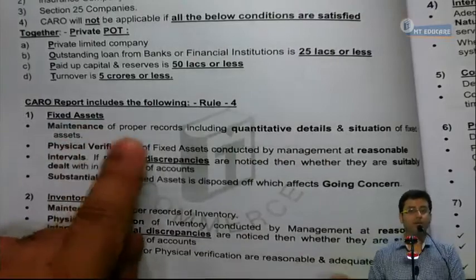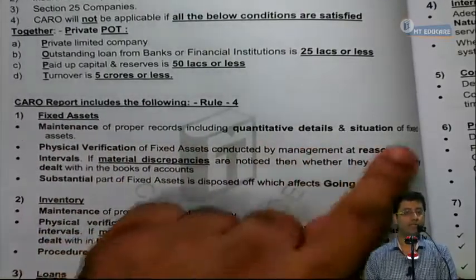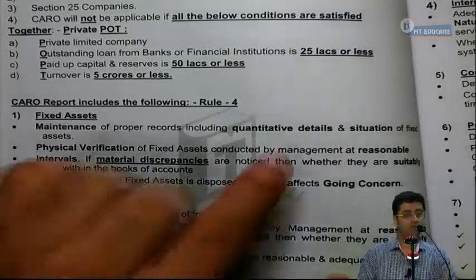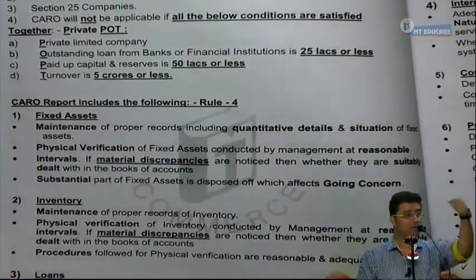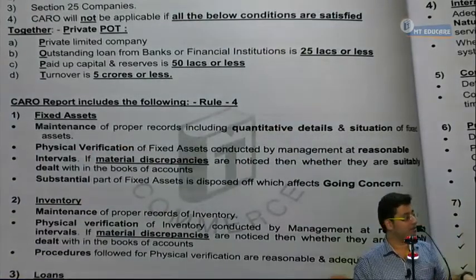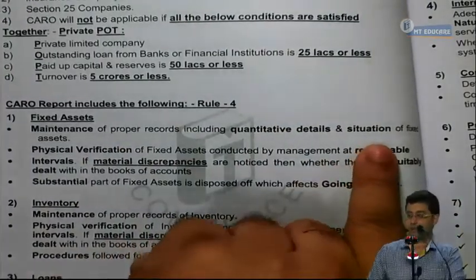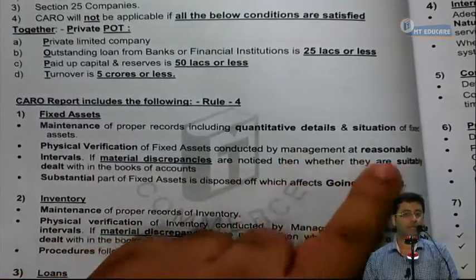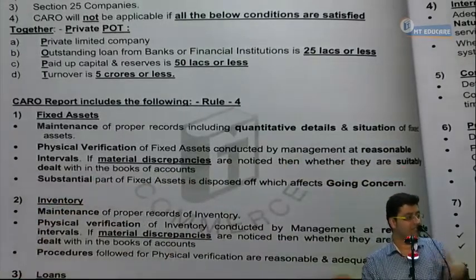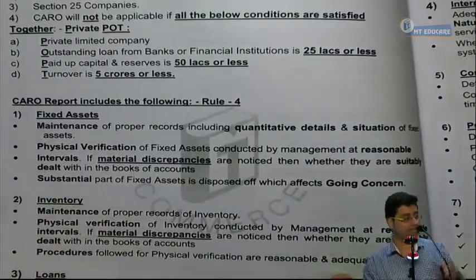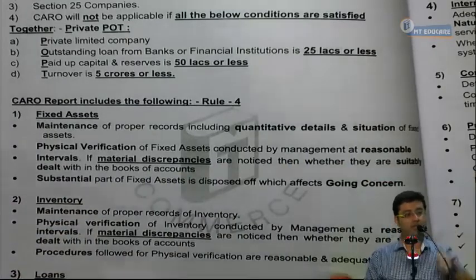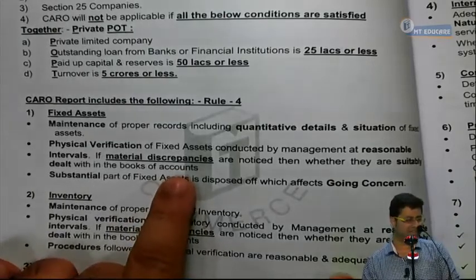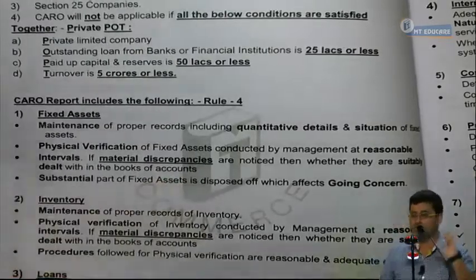Every management has to maintain proper records, including quantitative details and situation of fixed assets. What does it mean? How many fixed assets you have: 1, 2, 3, 4, that is quantitative detail. Where are they located? One is located in the warehouse, one in the factory, and one in the office. So the situation, the location, you have to describe. Physical verification of fixed assets should be conducted by the management at reasonable intervals. That means in a sufficient time period you have to conduct the verification. You should not wait for 31st March to come and only then conduct the verification. It's not like that. If there are any material discrepancies, what does that mean, sir? Material discrepancy means errors, okay?